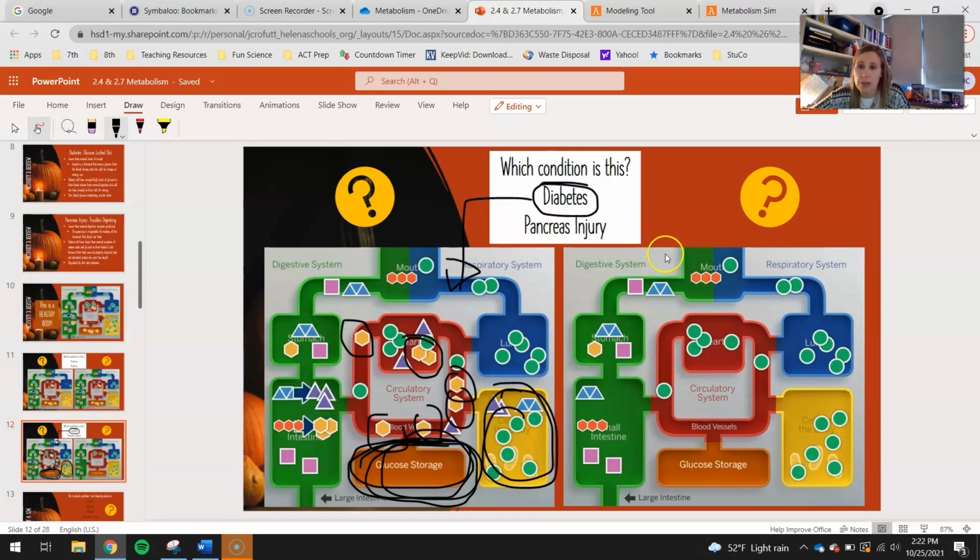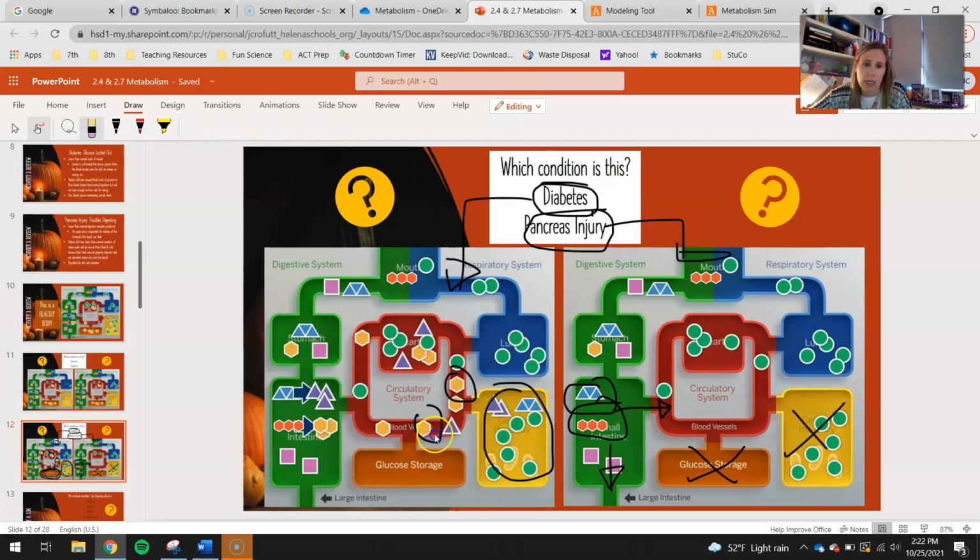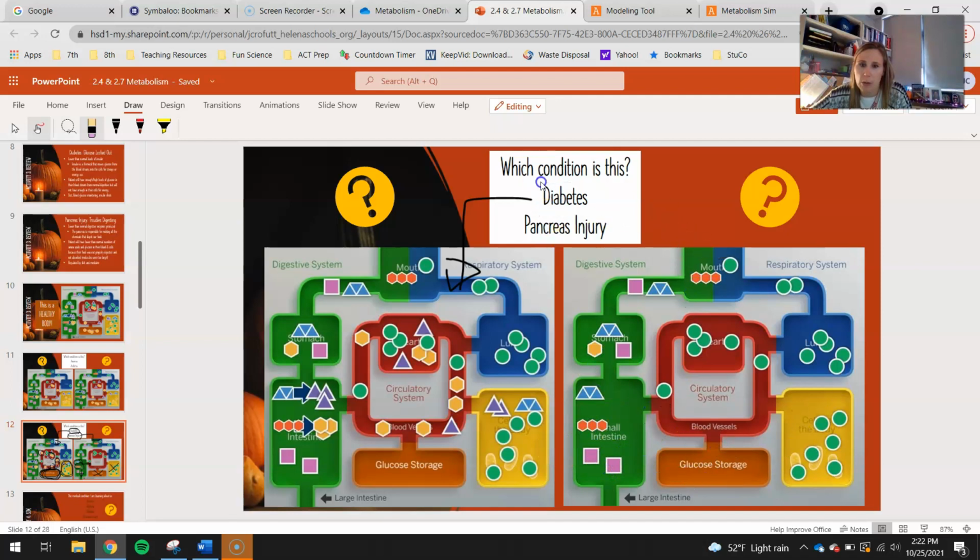Okay, pancreas injury, you don't have the enzymes needed to break down or digest your food. So what we see is our starch is not being digested, our amino acids aren't being digested, and they're just leaving our body. So we don't have any glucose or any amino acids entering our bloodstream, no storage here of glucose, and no glucose or amino acids in the cells of our body. So this one would represent the pancreas injury. Okay, so if you selected that one as pancreas injury, you are correct. Okay, and with that being said, let's go ahead and move on to our next slide.